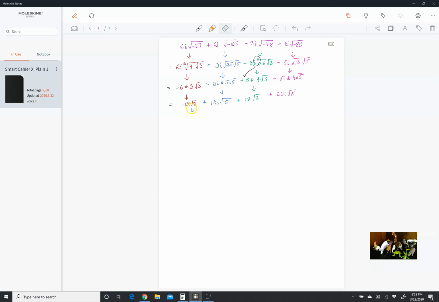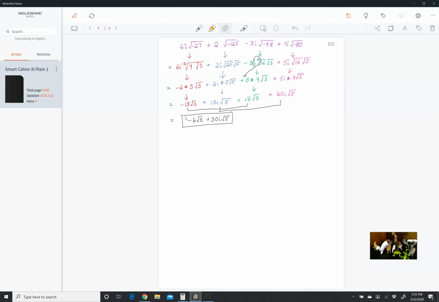But the negative 18 root 3 and the 12 root 3 can be combined. So we're going to combine those. You just combine the coefficients. So negative 18 plus 12 is negative 6. So we have negative 6 root 3. And then the 10i root 5 can be combined with the 20i root 5. They're both imaginary on the outside, and they have the same radicand. So this is just plus 30i root 5. And that's our answer. That's it.